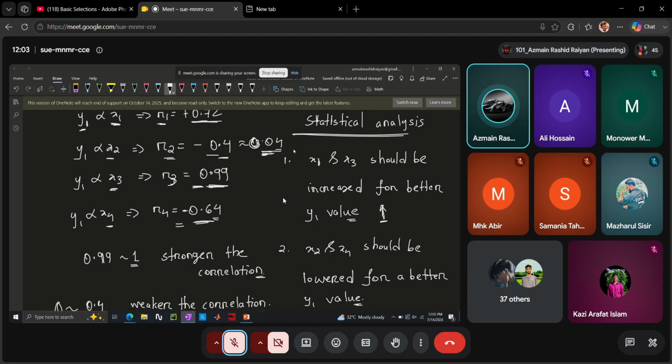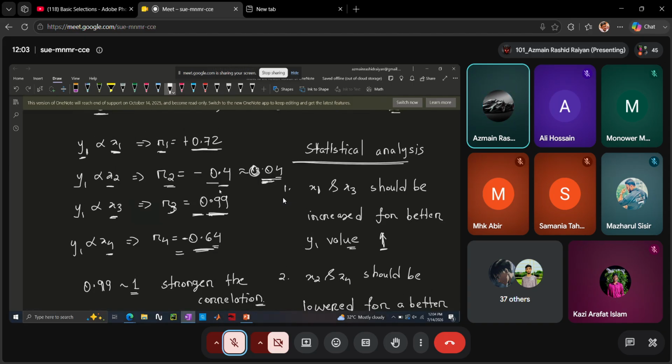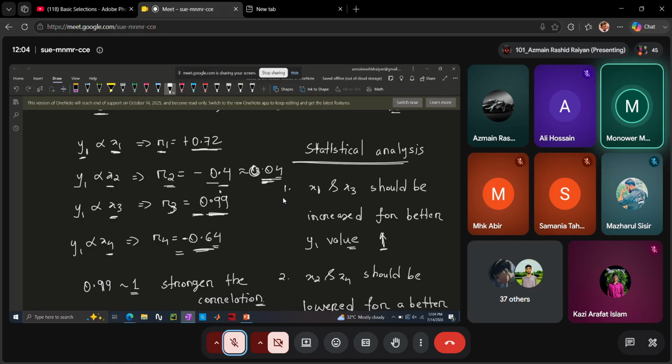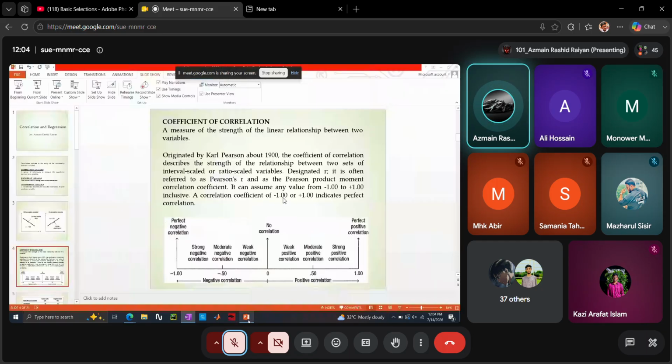This is how you can set an order of preference when you are optimizing or designing any system. You will be able to set a standard or order of preference based on which input parameters you will be prioritizing. Okay, so this is basically the purpose of correlation and regression modeling. Is it clear up to now? Yes, sir. All right, so let's move on.